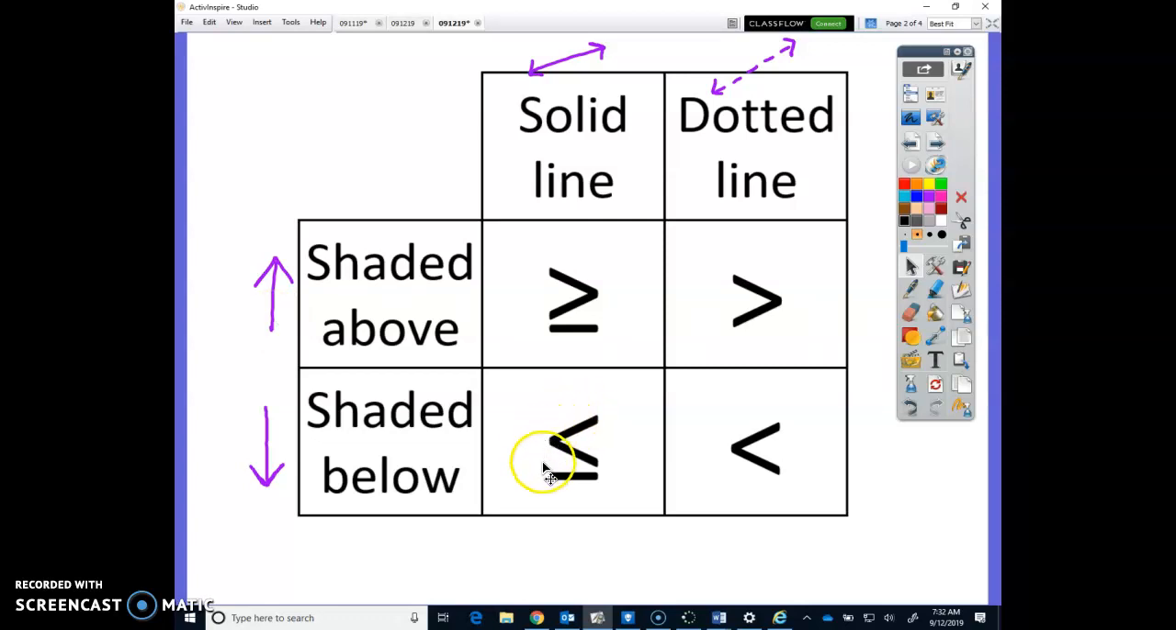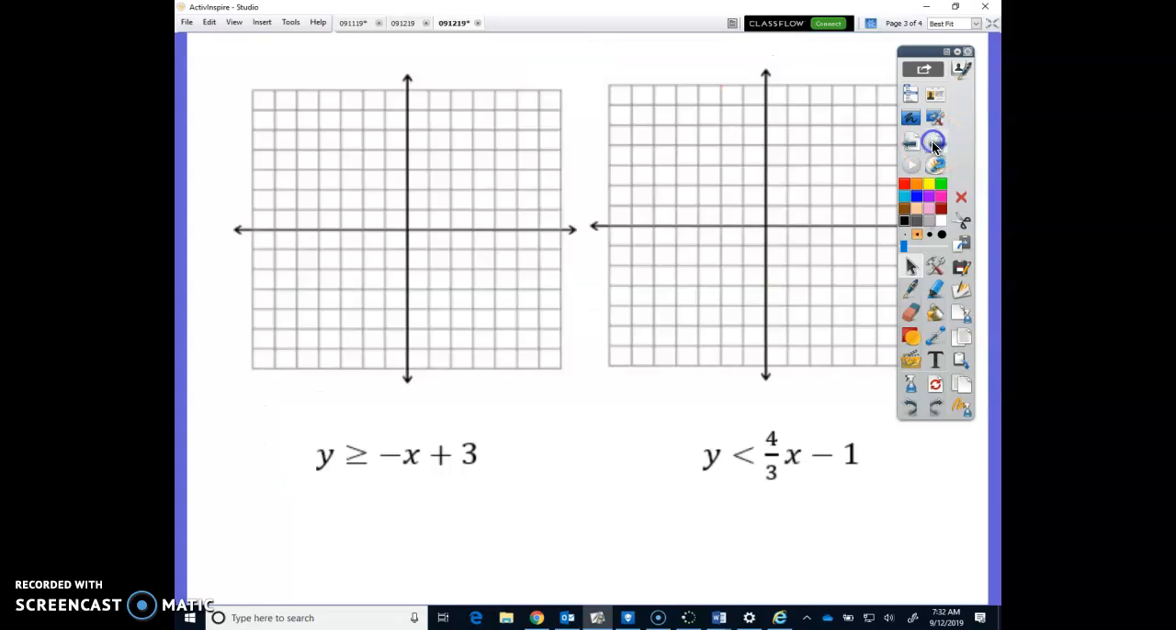If you're using less than or equal to, okay, equal to means solid line, and less than means you're shading below the line or to the left. And then less than, it's a dashed line and you're shading below the line. Okay, so we're going to use those notes in a little bit to graph the two inequalities that we have on our paper.